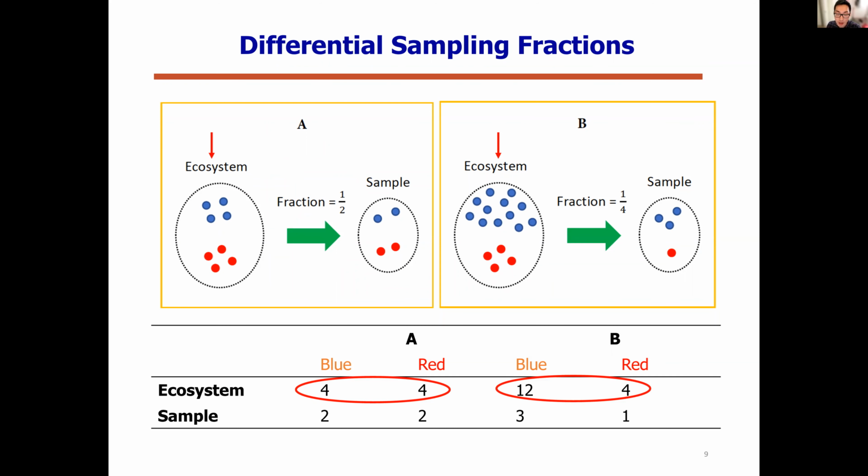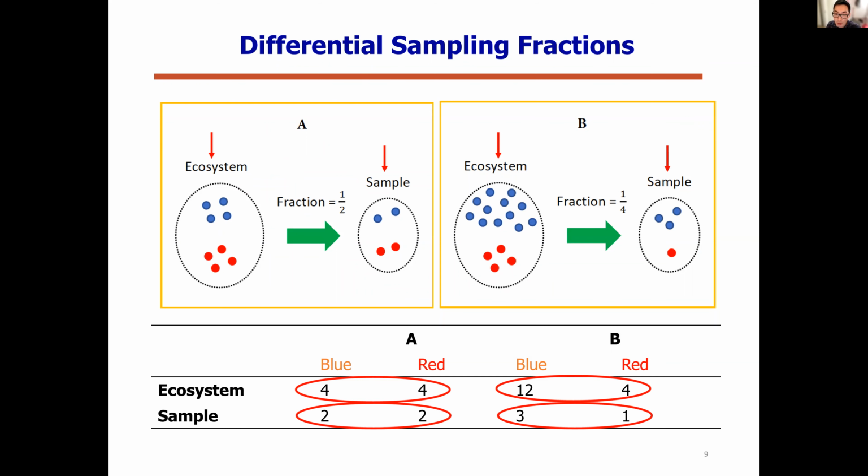So obviously, only the blue taxa are differentially abundant, or more abundant, in ecosystem B. However, if we look at the samples, which is actually the data we are handling, we have 2 blue and 2 red in sample A, and we have 3 blue and 1 red in sample B.